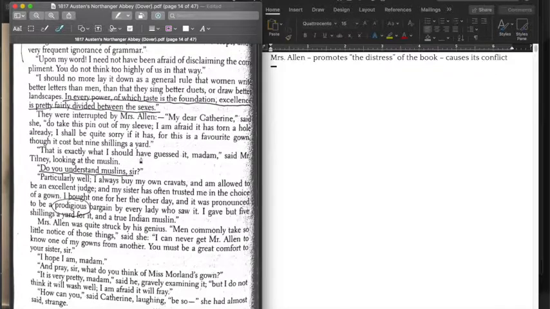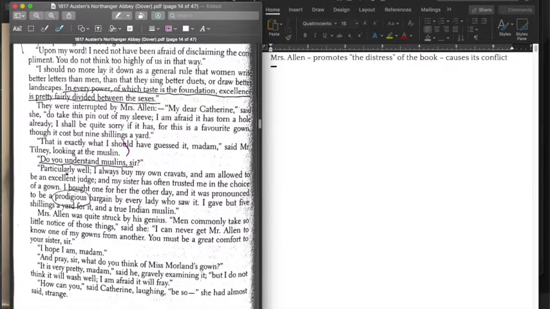That is exactly what I should have guessed it, madam. Mr. Tilney, looking at the muslin. He's talking about the cost. She's like telling everyone the cost of her muslin fabric here, right? And then she looks at him. Do you understand muslins, sir? Oh, particularly well. I always buy my own cravats, that's ties, and I'm allowed to be an excellent judge, and my sister has often trusted me the choice of a gown.